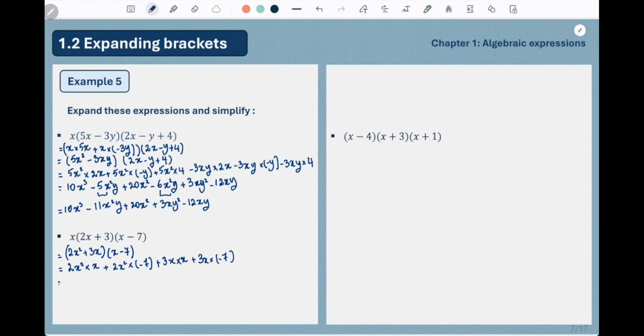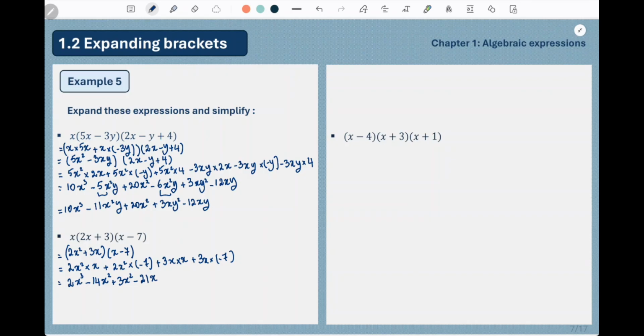And now I'm going to simplify, and I'm going to get 2x to the power 3 minus, that is my sign, and then the calculation is 2 times 7 is minus 14, and then I move to x squared, which stays the same. Then we have plus 3x squared, and the last term will be minus 21x.